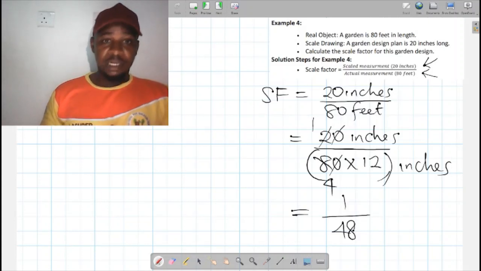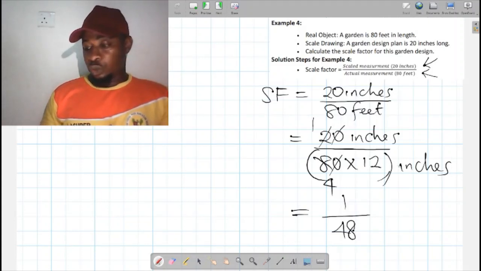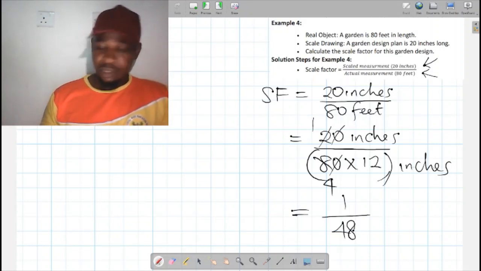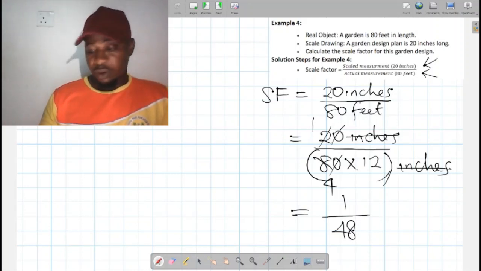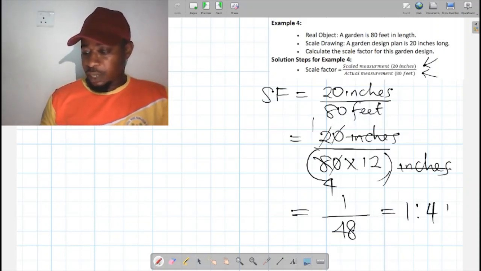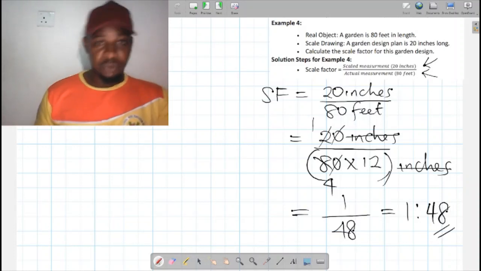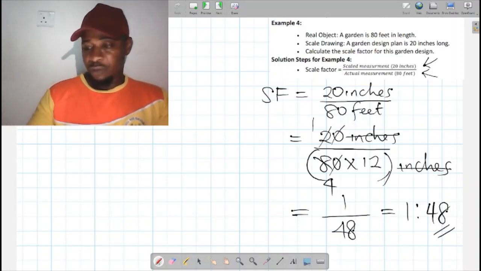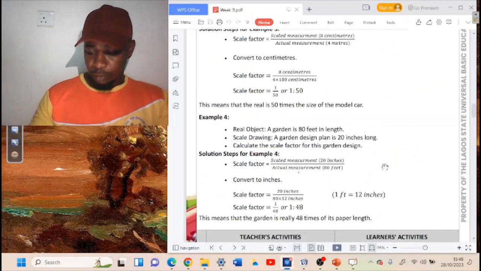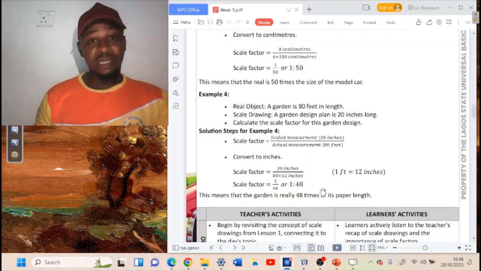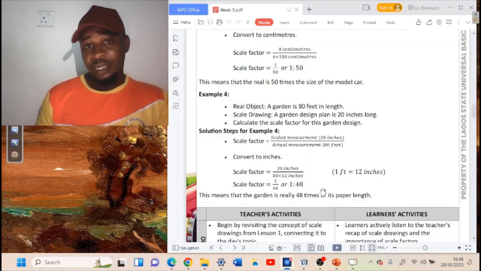And you must notice that in the scale factors we don't include the units. That's because scale factors do not have units. You can as well say that the inches cancel each other out, centimeters cancel each other out. So we have just 1 to 48. We'll write this as ratio 1 to 48. And that means that the garden is actually 48 times what is on the plan. So let's see if we are correct. Of course, we are correct. Here it is right here. The garden is really 48 times the size of what it is on paper.